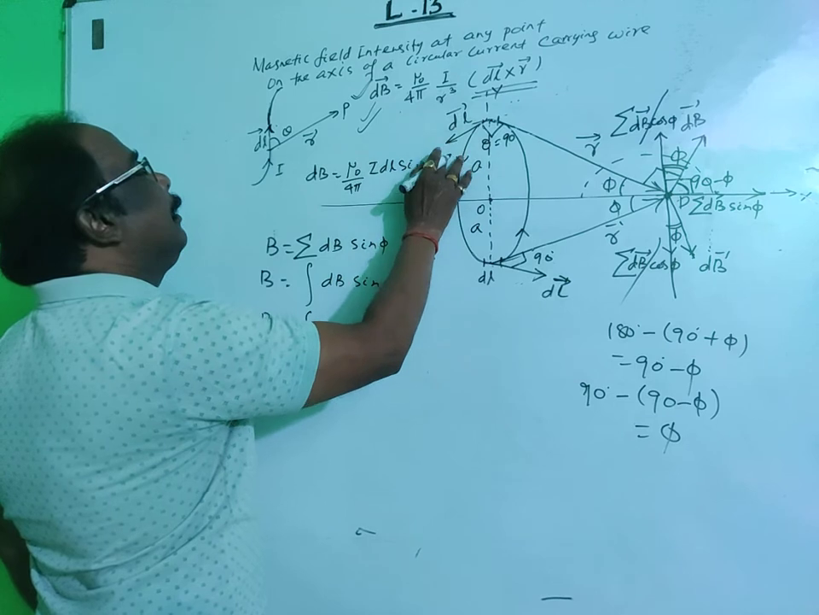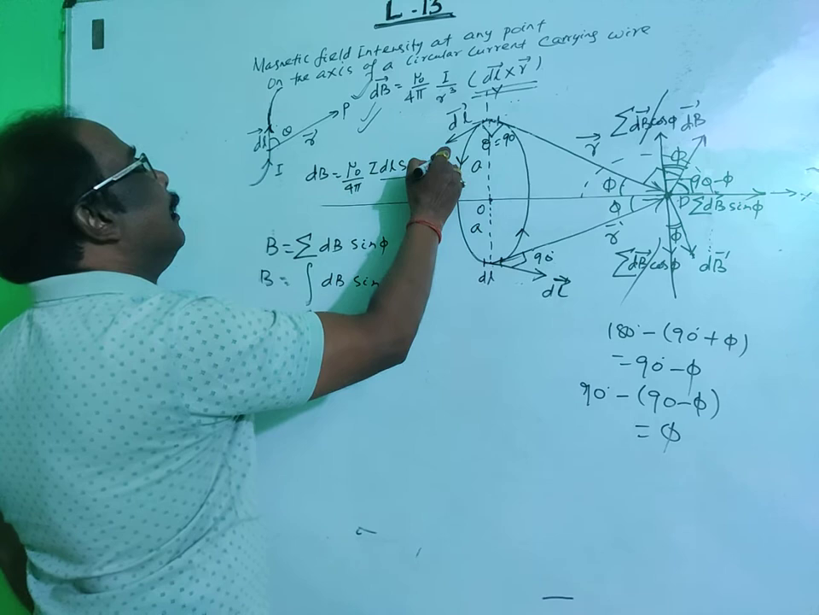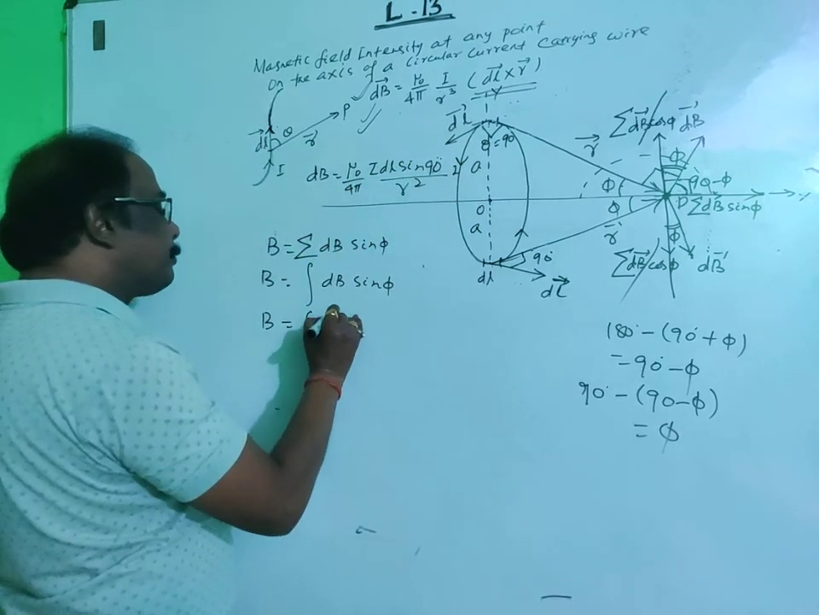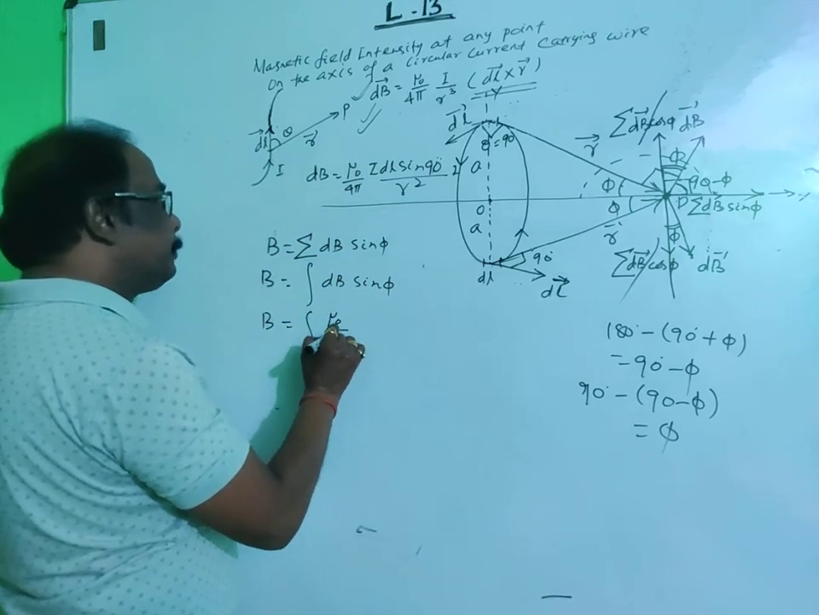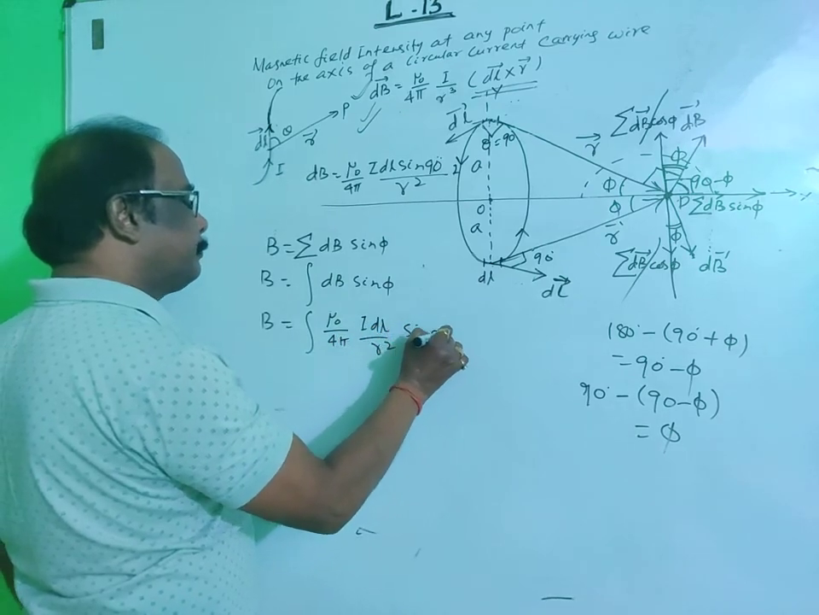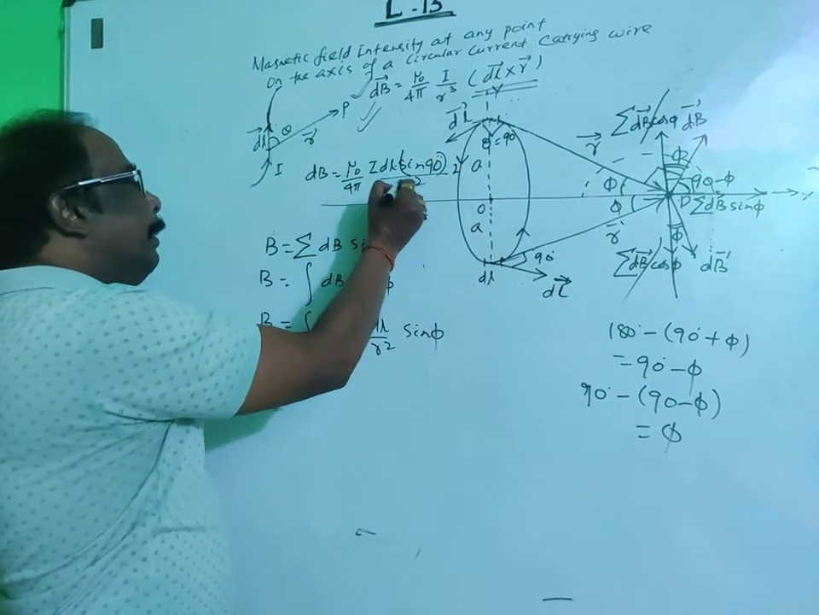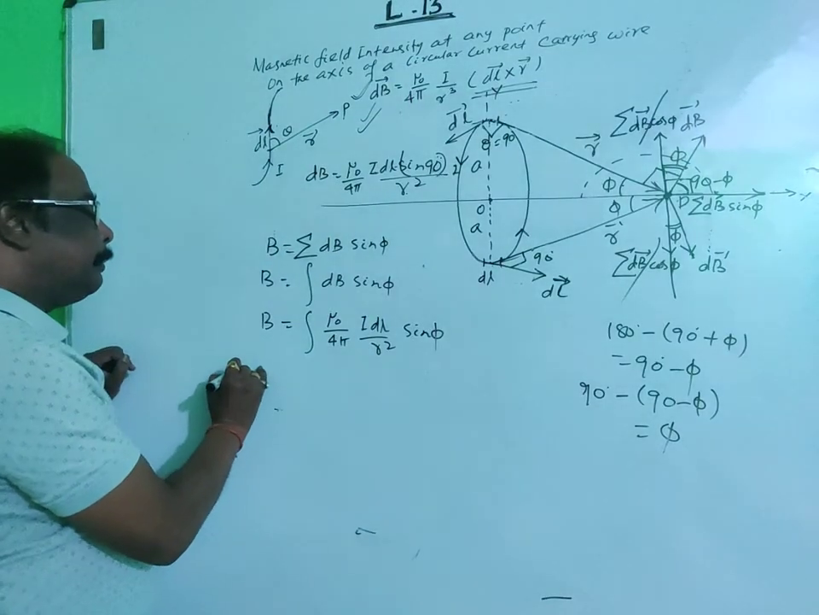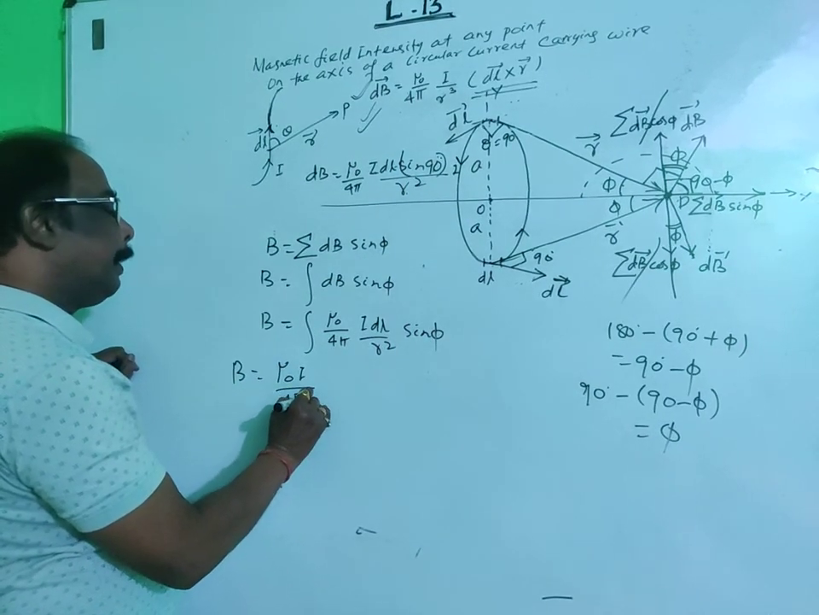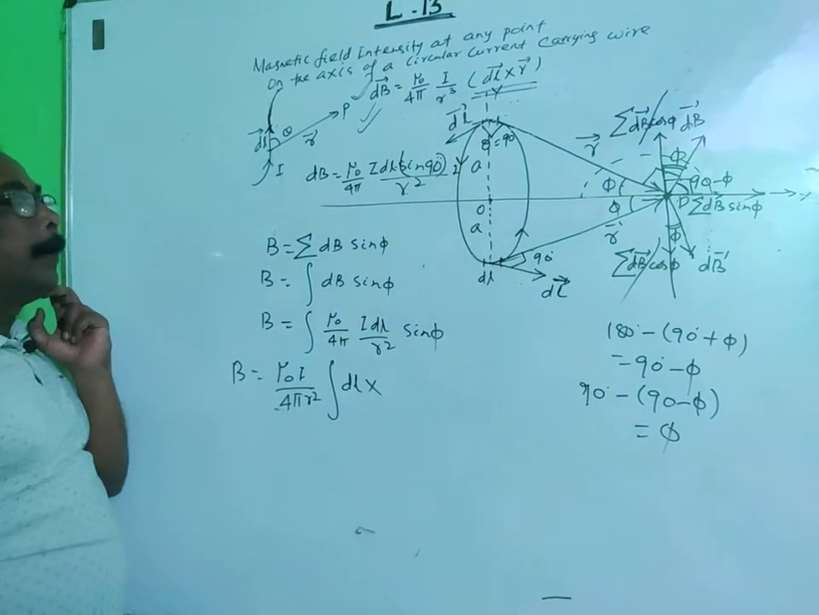divided by r square. Here theta is 90 degree. Then in place of dB, I can write mu naught by 4 pi I dl by r square into sin phi, because sin 90 is 1. Then B is equal to mu naught I divided by 4 pi r square, integration of dl into sin phi. What is sin phi?